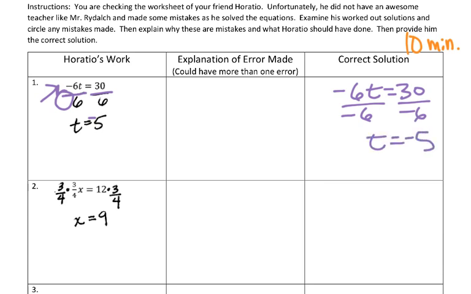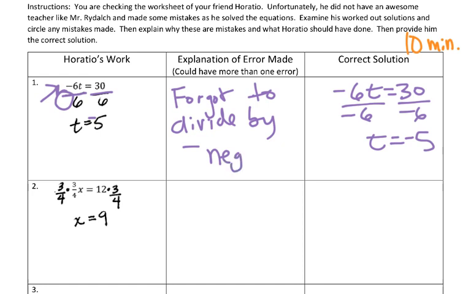Okay, so the explanation would be something along the lines of: forgot to divide by negative 6. Alright? Okay.